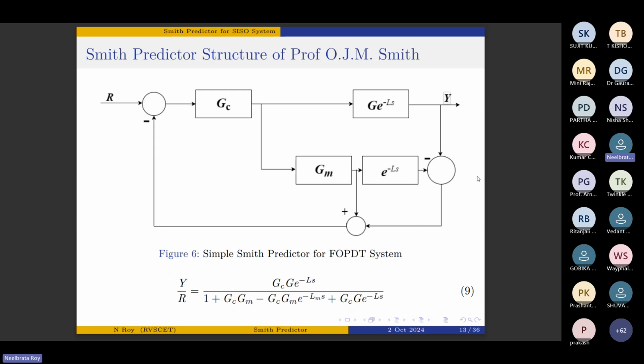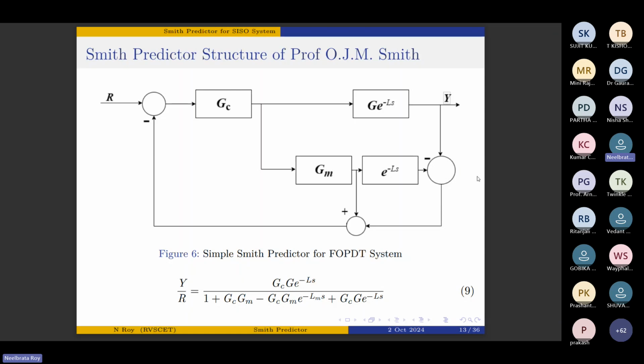If we want to design a Smith predictor, first, there should not be any delay in the denominator of the transfer function. Secondly, the structure should be able to predict the output. In this structure, the second takeoff from the takeoff point, GM e to the power ls, this part of the plant is able to predict the output of the plant. That's why this is called a predictor structure.